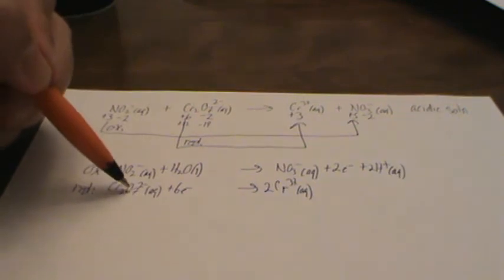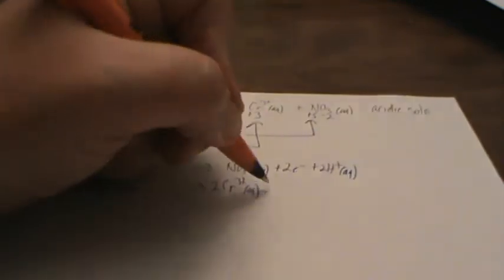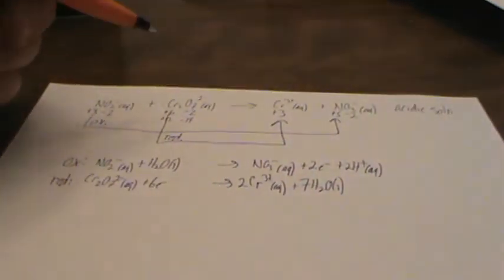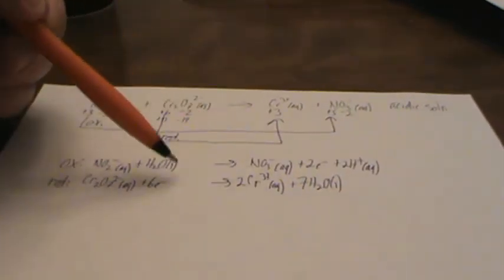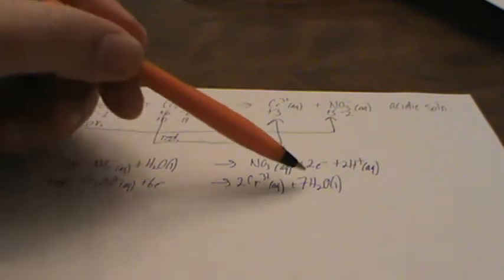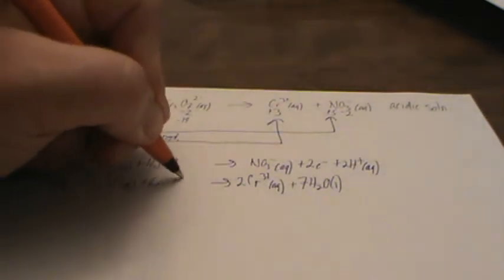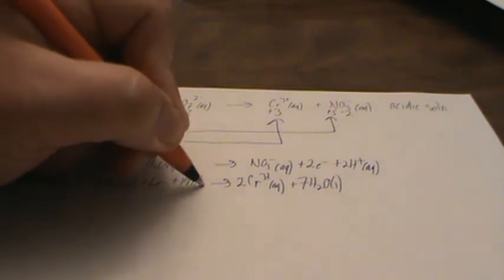Now balancing oxygens, we have 7 oxygens on the left-hand side. So we're going to need to add 7 water molecules to the right-hand side. And then hydrogens, we don't have any hydrogens over on the left-hand side, but we have 14, 7 times 2, 14 hydrogens on the right. So I'm going to add 14 hydrogen ions to the left-hand side.